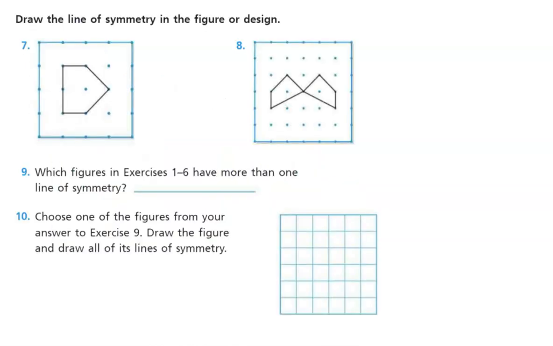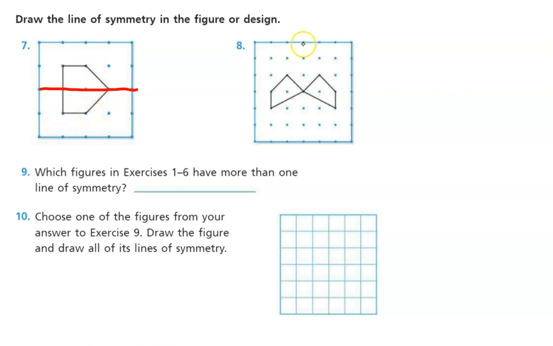Now for number 7 and 8, it wants you to draw the line of symmetry in your figure or design. Now these two only have 1 line of symmetry, so go ahead and try to draw them on your own first. Take a look at it, see where you're going to have the same thing on both sides, and also maybe do it lightly in pencil just in case. But number 7, your line of symmetry is going to be like that. Because if I were to try to do it this way, you can see that that shape's not going to be the same as the other side.